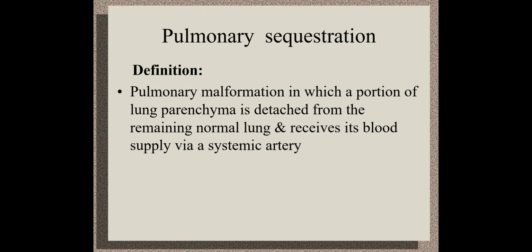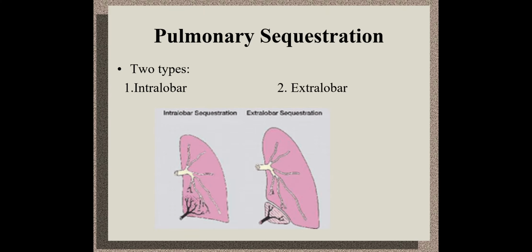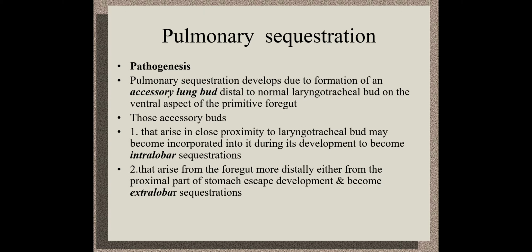Definition of pulmonary sequestration: a pulmonary malformation in which a portion of the lung parenchyma is detached from the remaining normal lung and receives its blood supply via a systemic artery. Types: intralobar and extralobar, the two types of pulmonary sequestration.